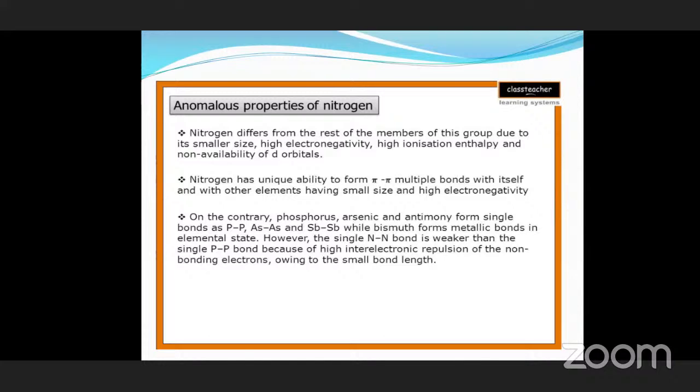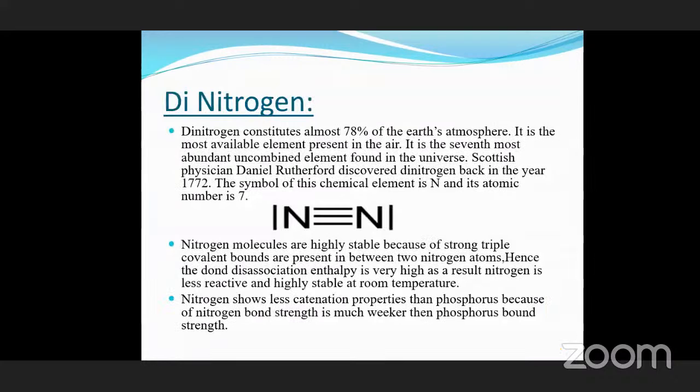Okay, next. Here, dinitrogen. You know already, this is what we discussed now. Between two nitrogen atoms there are multiple bonds, like triple bonds. One is a sigma bond, the remaining two are pi bonds. This is the structure of nitrogen. Here, nitrogen molecules are highly stable because of the strong triple covalent bond, which I already discussed.